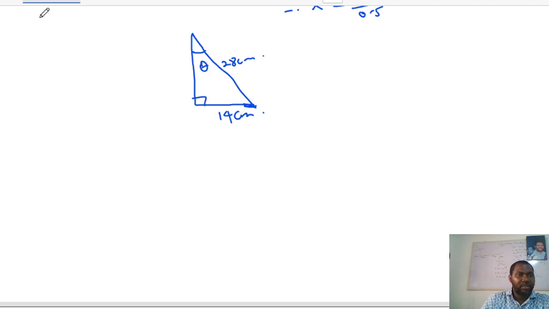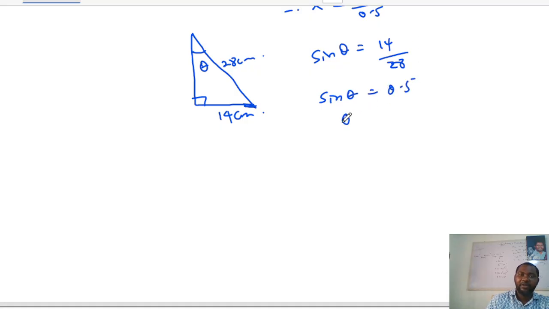All you need to do is to know the relationship. 14 is opposite, 28 is hypotenuse. Can you see? So that is still sine. So I can say sine theta is equal to the opposite, which is 14, over the hypotenuse, which is 28. So sine theta will be equal to 14 divided by 28 is 0.5. So theta now is going to be sine inverse of 0.5, and that is going to be 30 degrees. You see? So these are the kind of things that we should know, okay, about this.